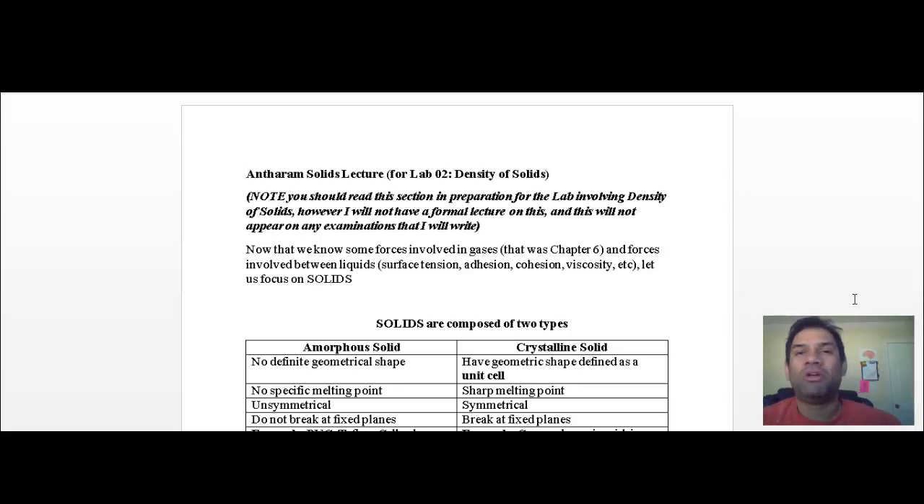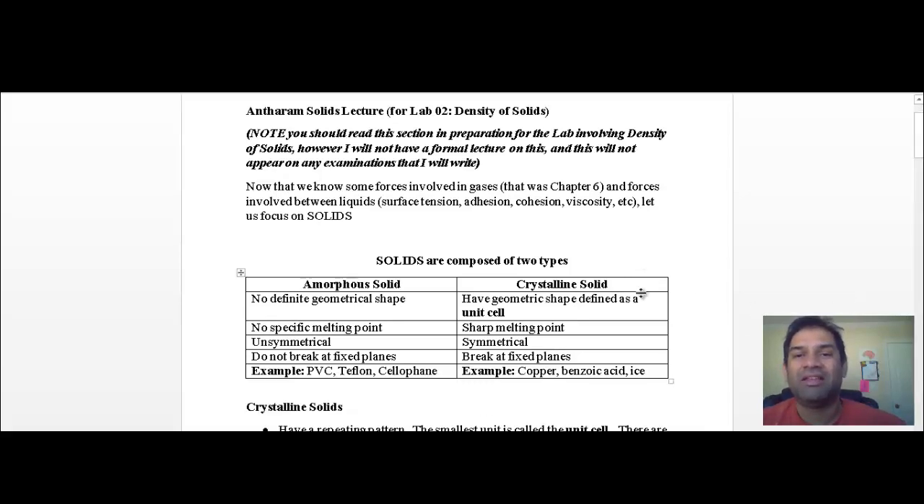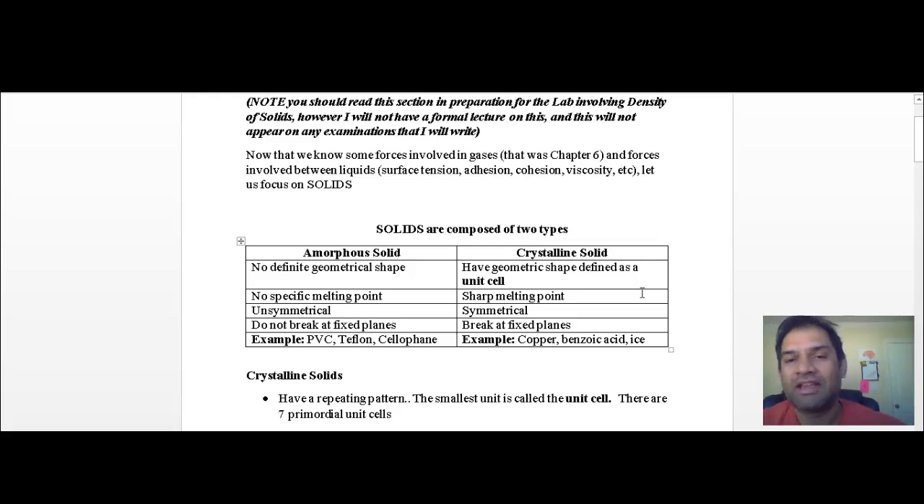Since I'm not going to have a formal lecture on solids, I thought I would just give a walkthrough on how to do your second lab involving finding the densities of solids.